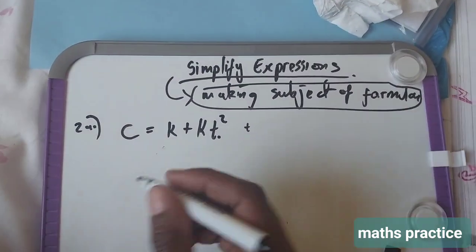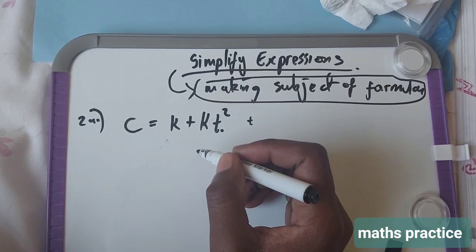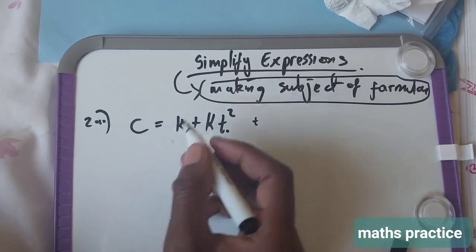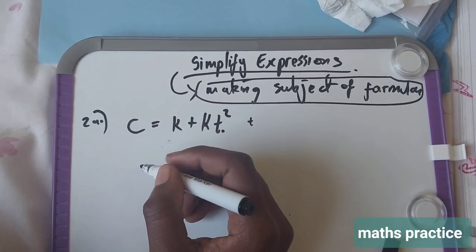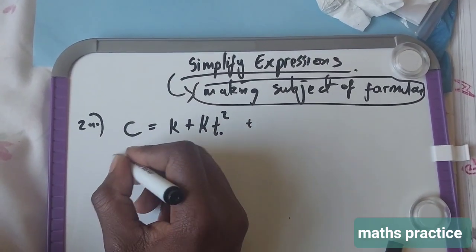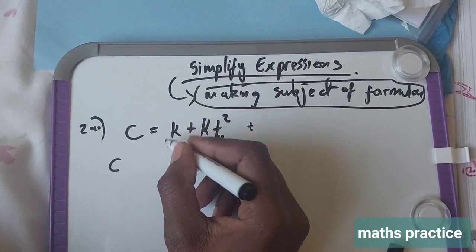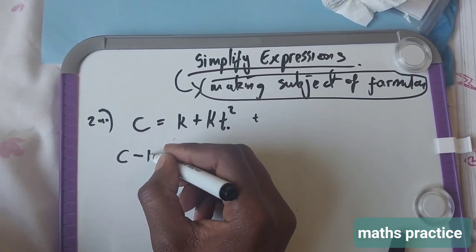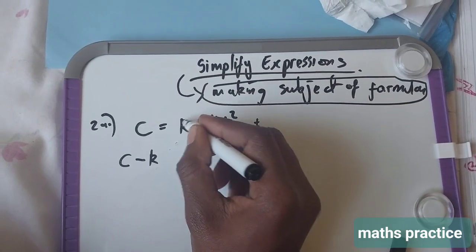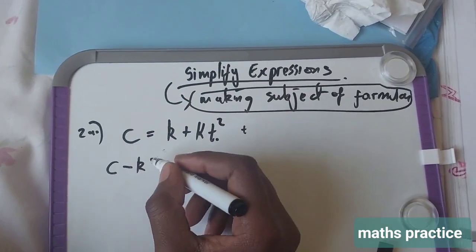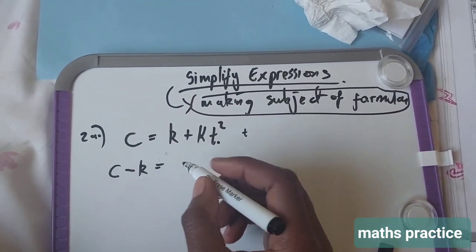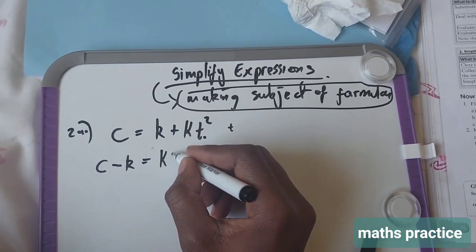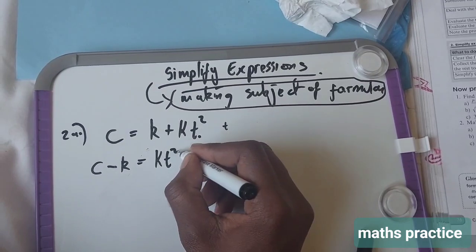Okay, so back to our example to work out the solution. First, we are going to cross this k and place it on the side with c. So it's going to be c. Since this k is a positive, when it comes here it becomes a negative, so it becomes a negative k. So negative k, which is equals to, on the right hand side we are left with K t squared.